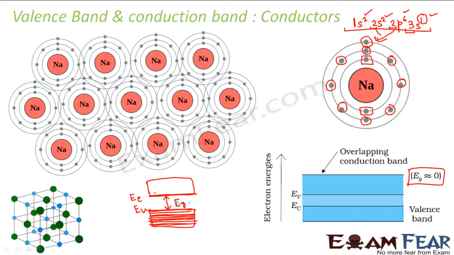But in case of metals, this energy gap is 0. The conduction band and valence band are overlapping because the valence electrons do not need any external energy to be supplied to them to become free electrons. And as a result, these conductors always have free electrons and they conduct electricity.